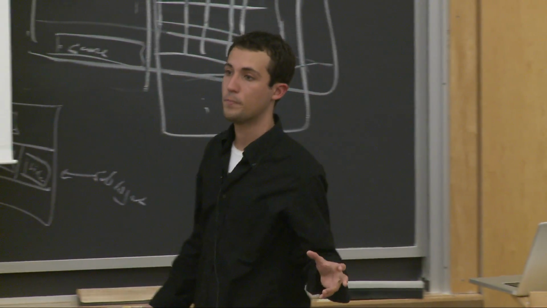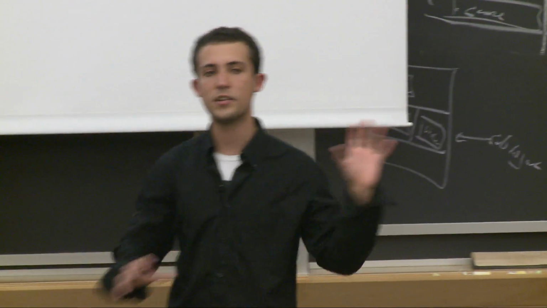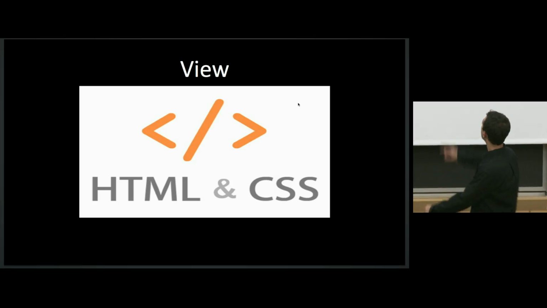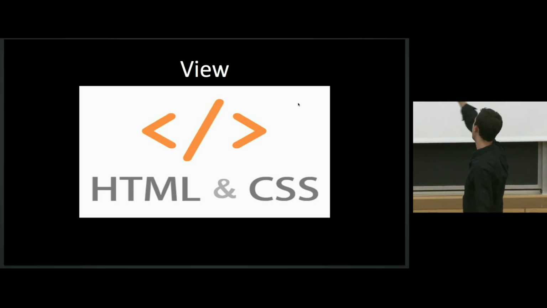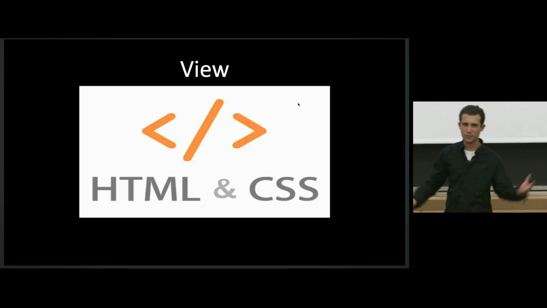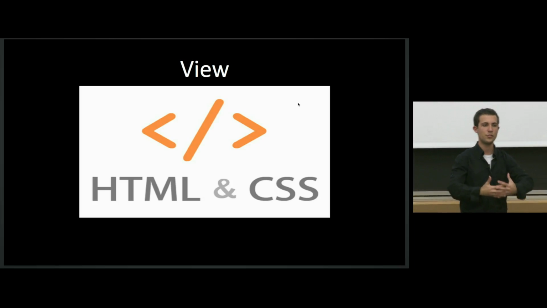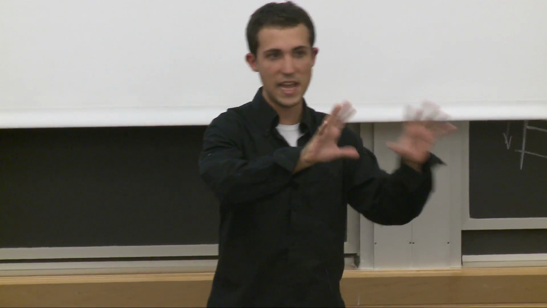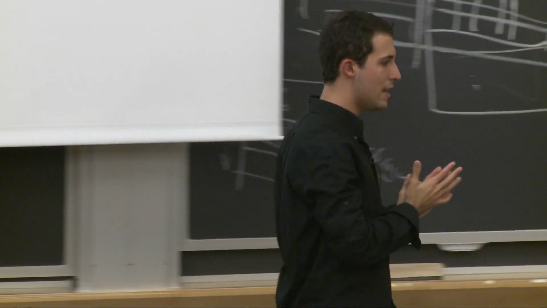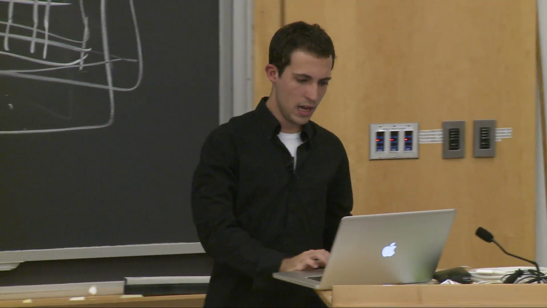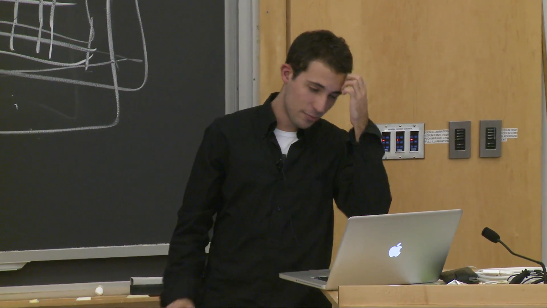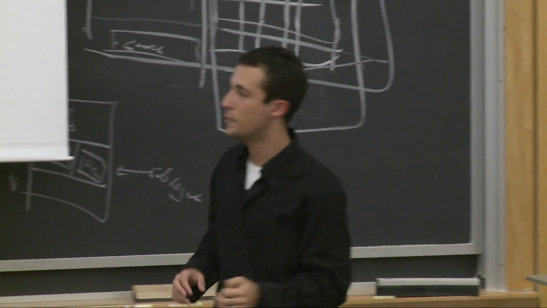Okay, now the view. So the model is what interacts with the database, right? The view is basically HTML and CSS and some JavaScript, and that's what the user actually sees. The user's not going to see your database. It's going to see some data from the database embedded in the view, right? And Ruby on Rails makes it extremely simple to make views.